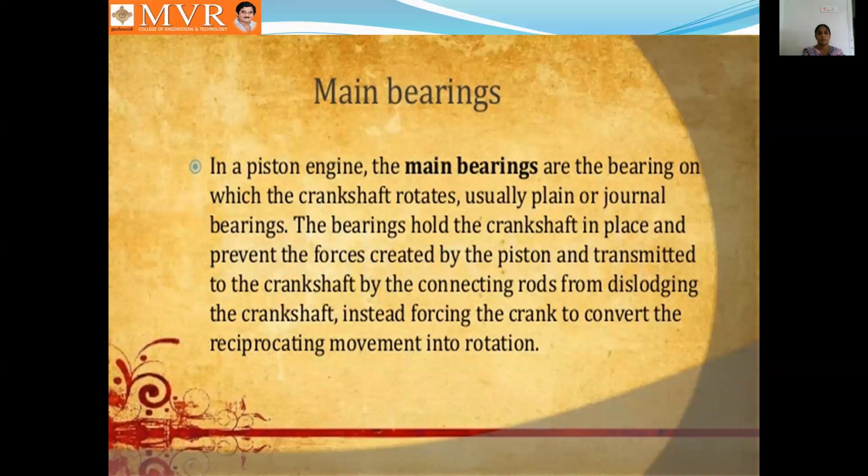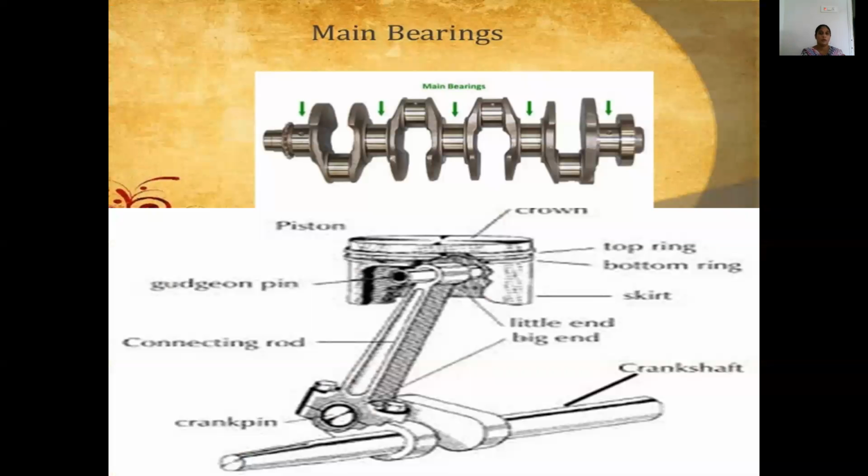Next, main bearings. In a piston engine, the main bearings are the bearings on which the crankshaft rotates, usually plain or journal bearings. The bearings hold the crankshaft in place and prevent the forces created by the piston and transmitted to the crankshaft by the connecting rod from dislodging the crankshaft, instead of forcing the crank to convert the reciprocating movement into rotation. These are the main bearings which are used in IC engines.